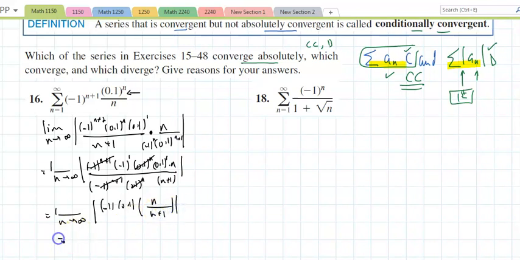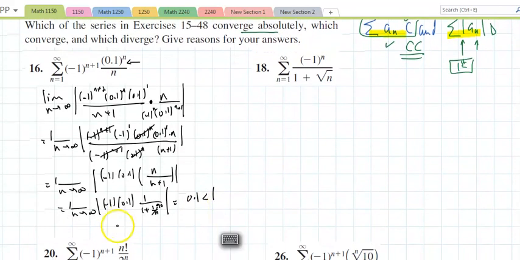If I divide by the highest power term of the denominator, something I should practice doing, 0.1 is 1 over 10. You could leave it as 0.1. You could write it that way. That's 1 over 1 plus 1 over n. That will equal 0.1, which is less than 1. The conclusion is that, therefore, the series is absolutely convergent.